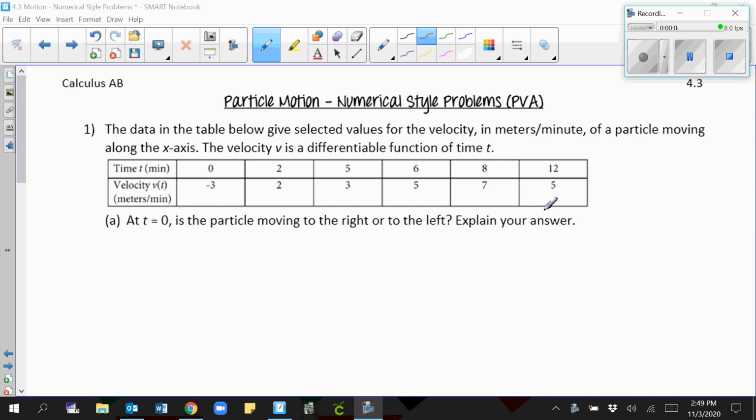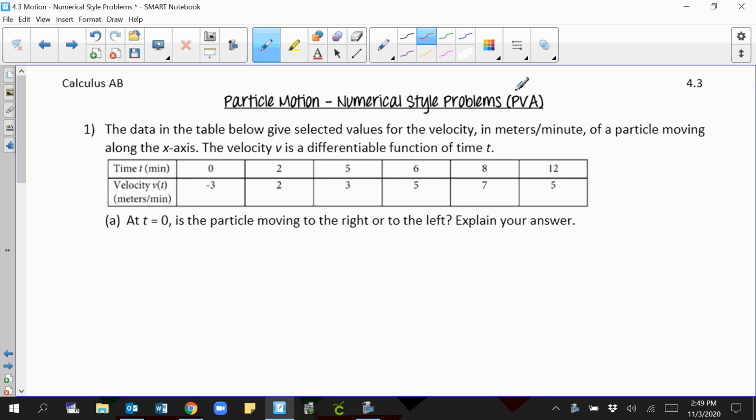Hey guys, so today we're going to be looking at 4.3, which is going to talk about particle motion again, and it's going to talk about numerical style problems. So we're going to use some of the derivative rules that we know, some other things that we know, and apply it to particle motion.